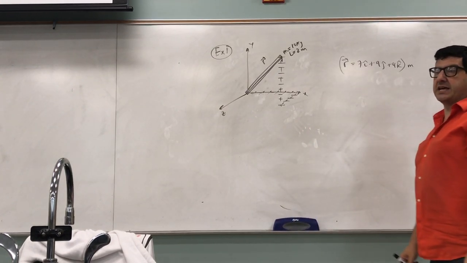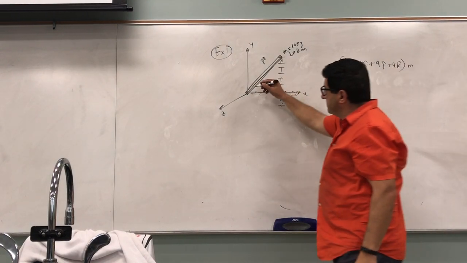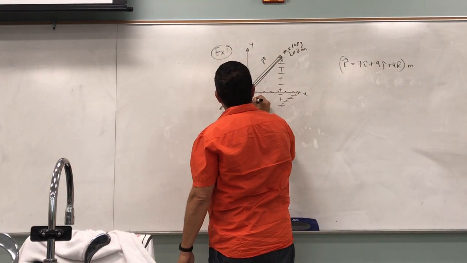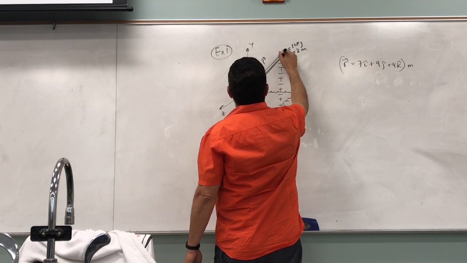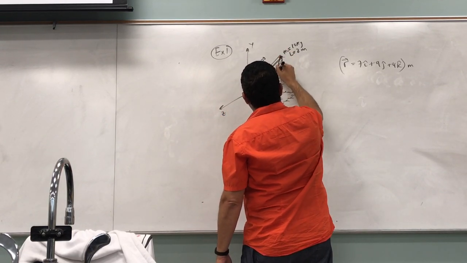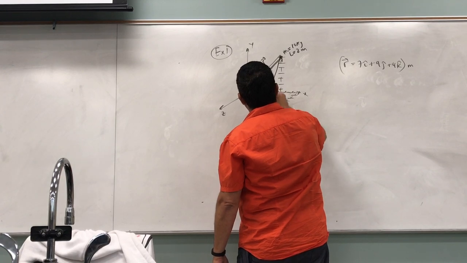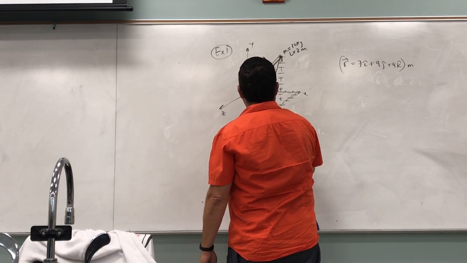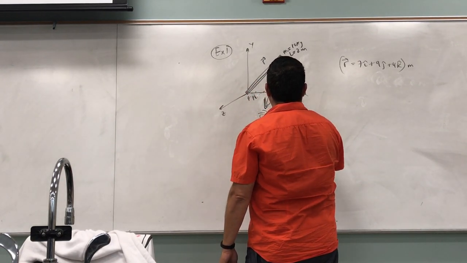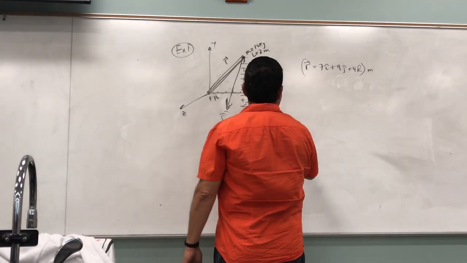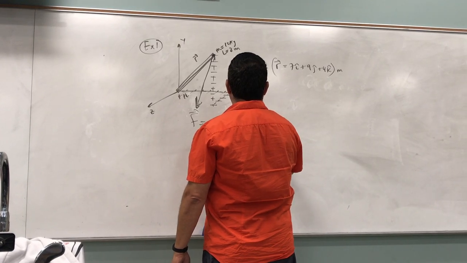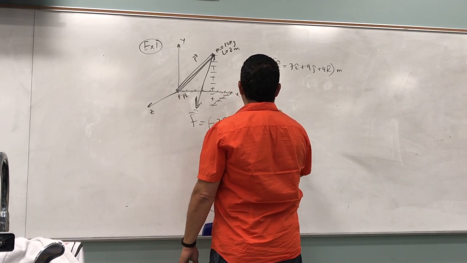Okay, so now let's say I pivot this about this end. This is the pivot point. Then I come here and I exert some random force on it, like this. And the components of my force are negative 2 i hat plus 3 j hat minus k hat newtons.